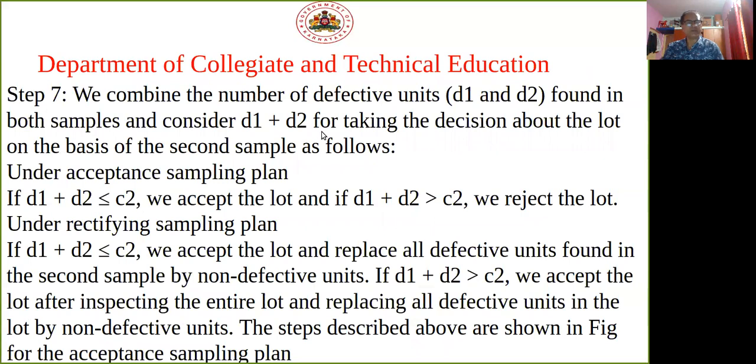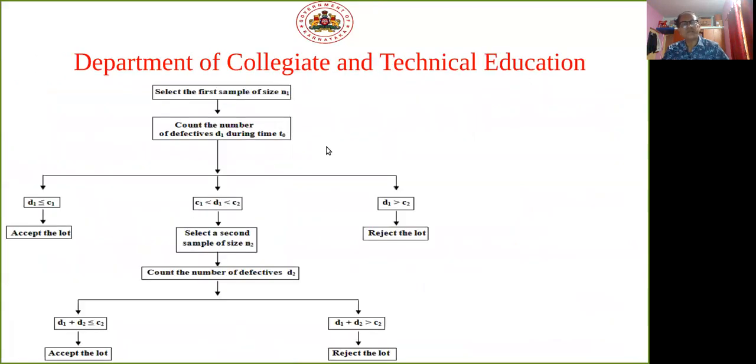The seventh step: we combine the numbers of defectives, D1 and D2, found in both samples. Consider D1 plus D2 for making the decision about the lot on the basis of the second sampling plan. Under acceptance sampling, if D1 plus D2 is less than or equal to C2, we accept the lot. If D1 plus D2 is greater than C2, we reject the lot under the rectifying sampling plan. So that is about the double sampling plan.